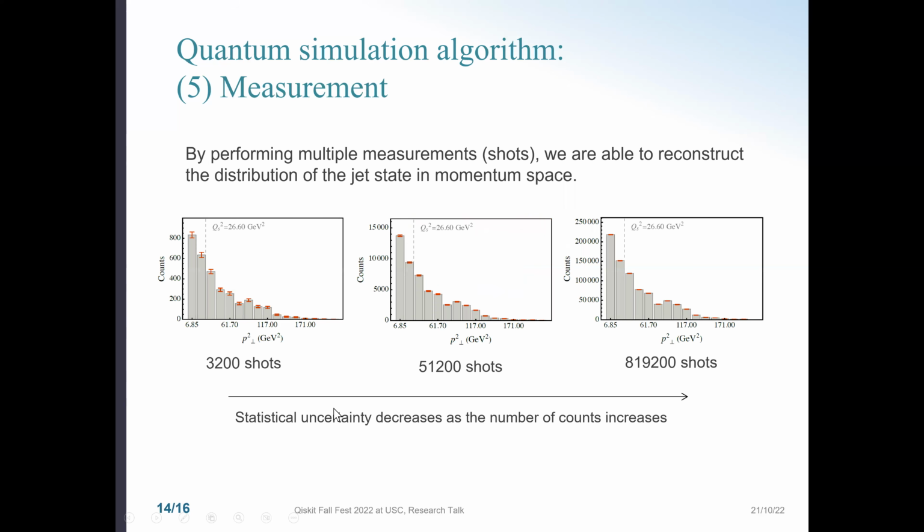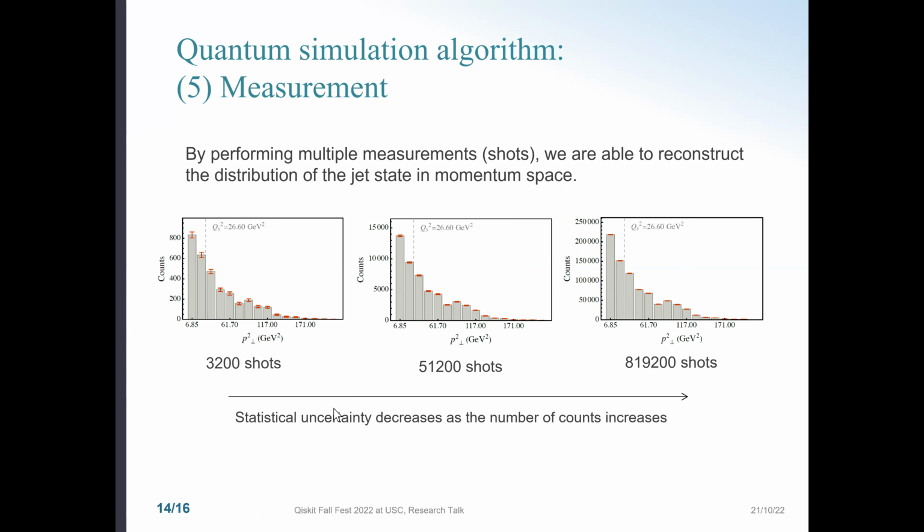So we perform multiple measurements, which are called shots. And then we are able to reconstruct the distribution of the state. This diagram is a histogram. The horizontal axis corresponds to different momentum modes, and the vertical one is the number of counts.